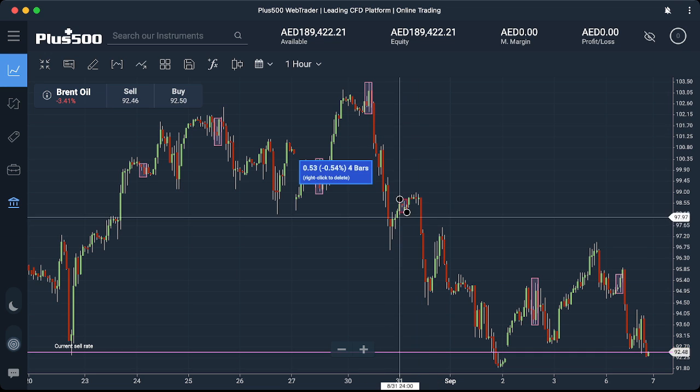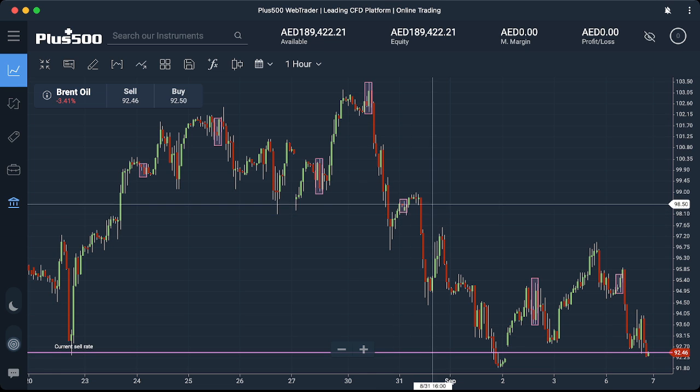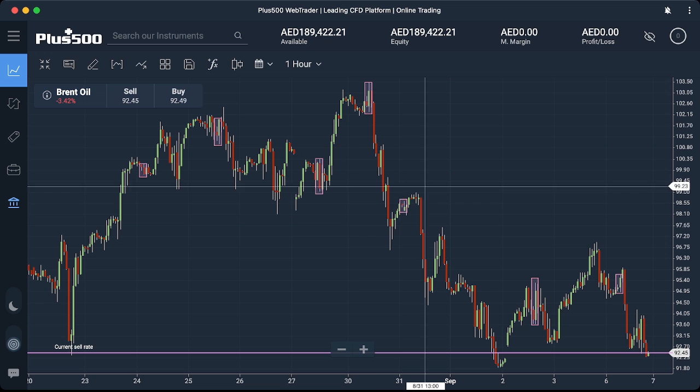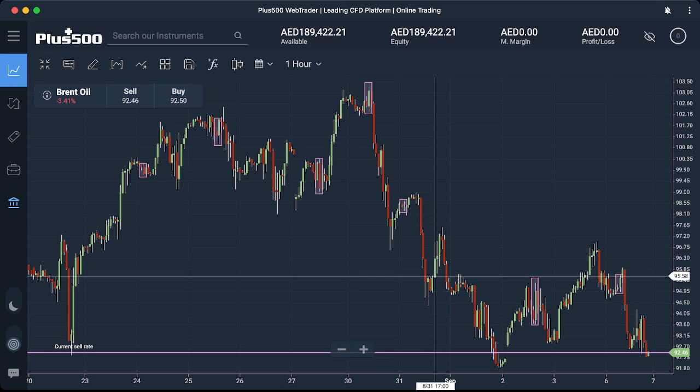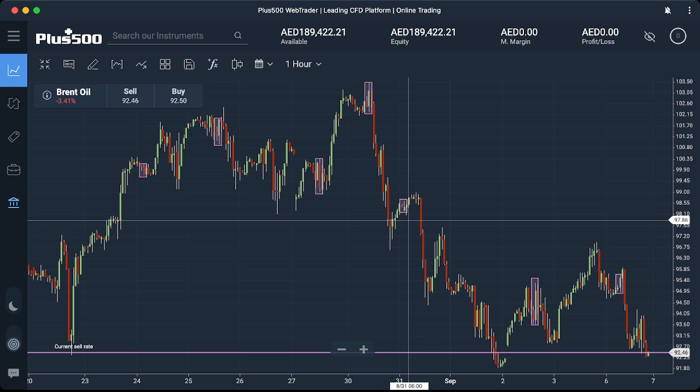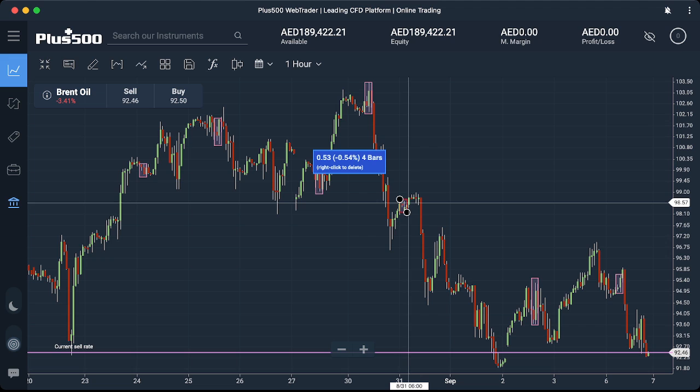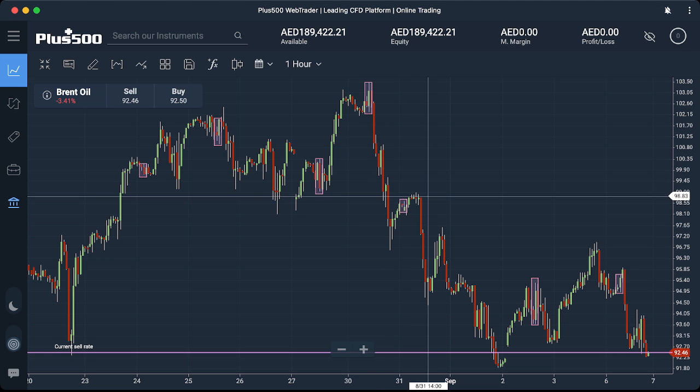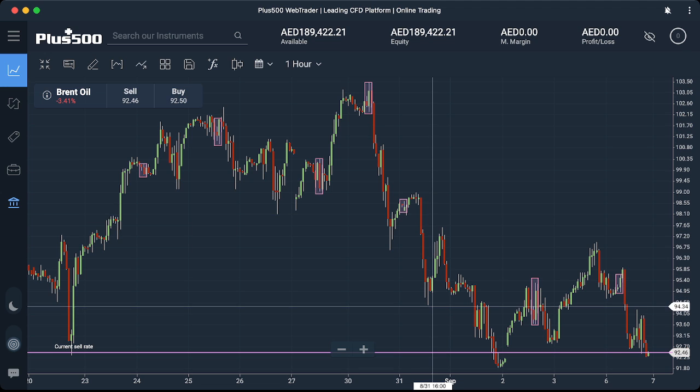Another example. Here, again, after this pullback, price wants to push back to the downside. So it's giving the same formation. Second candle green, engulfing the previous candle. After that price goes a little bit upside. So manipulation is happening, then pushing to the downside. Isn't it amazing?